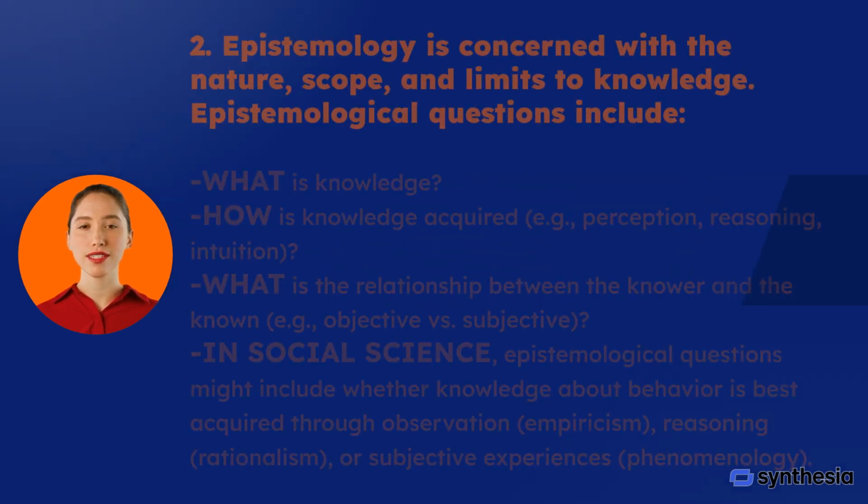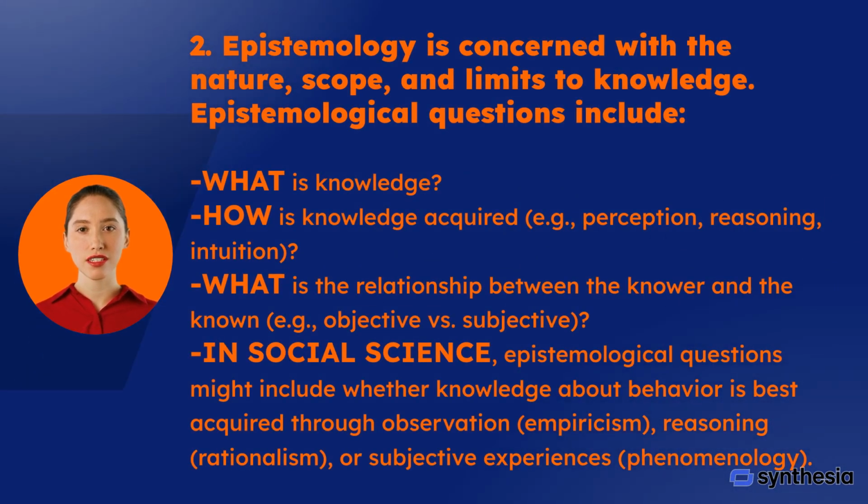2. Epistemology is concerned with the nature, scope, and limits to knowledge. Epistemological questions include: what is knowledge? How is knowledge acquired, e.g., perception, reasoning, intuition? What is the relationship between the knower and the known, e.g., objective versus subjective?